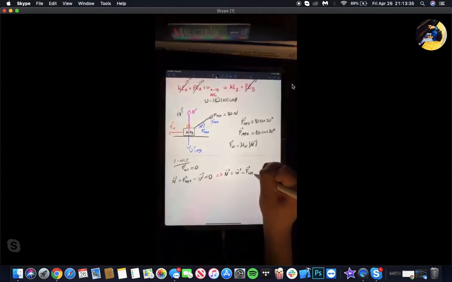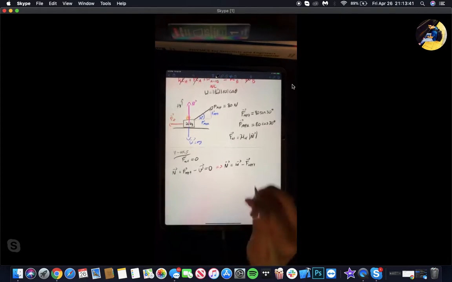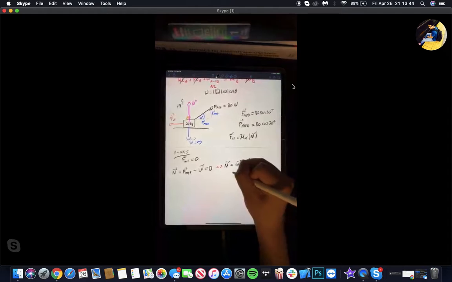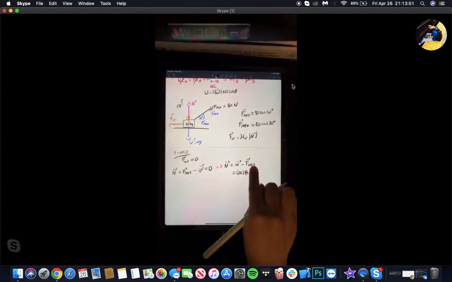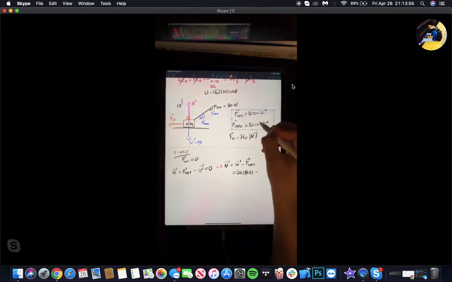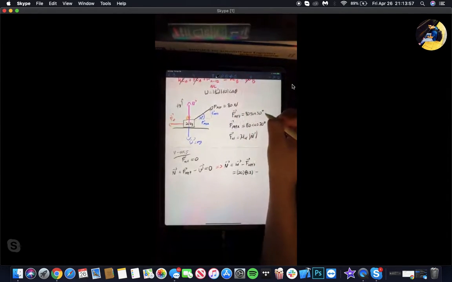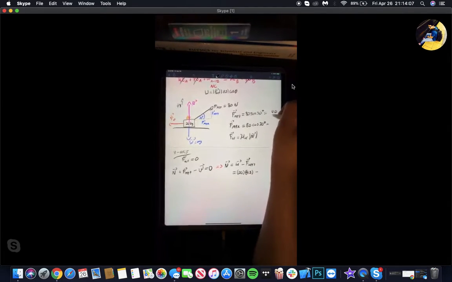You see what I did here? This became positive, so I put it in front. This became negative, so I put it in the back. So we could do 20 times 9.8, since the mass is 20, minus F applied y, which is 80 sine of 30 degrees. Let's calculate that. 80 sine 30 equals exactly 40.